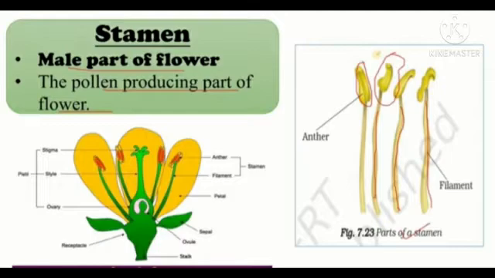When we check the parts of a stamen, we can see anther and filament are present in the stamen. Together we call these the male reproductive organ, right? So children, next we can check the female reproductive part of a flower. Okay, so all are ready?